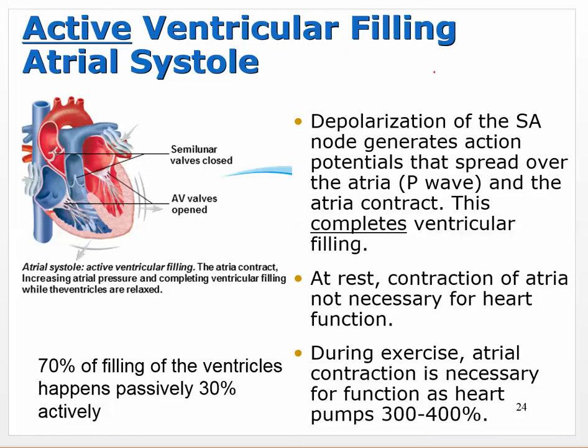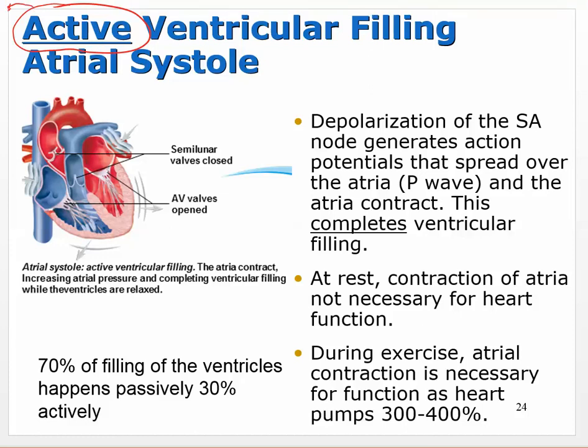Okay, so let's go through the cardiac cycle. We're going to start with active ventricular filling. Here's a little clue: if we have something that says active, especially when I have it underlined, that means there's probably passive. But since we're talking about a cycle, we have to start in a certain place. So probably right before this took place was passive ventricular filling.